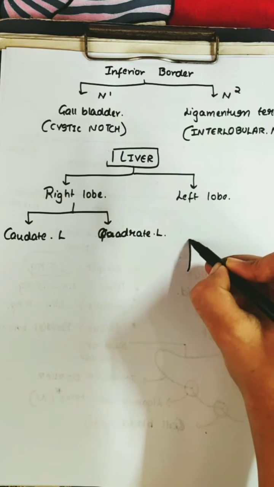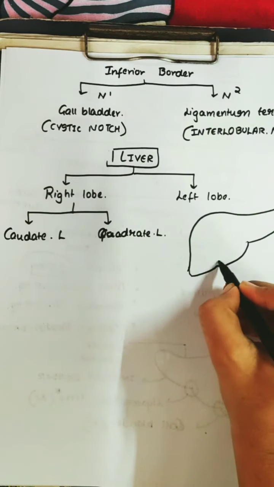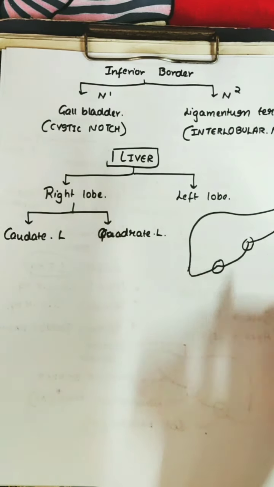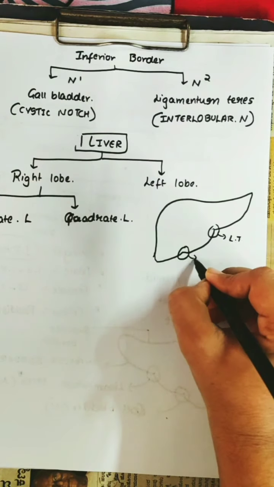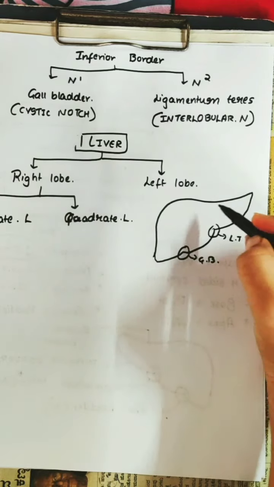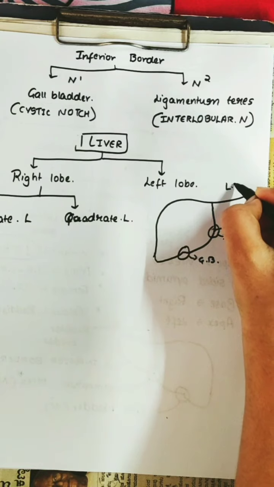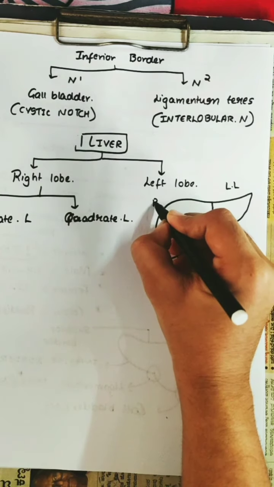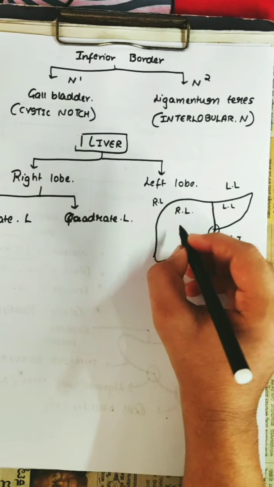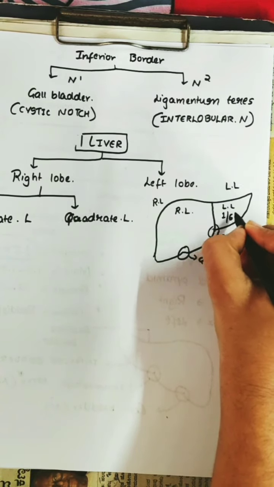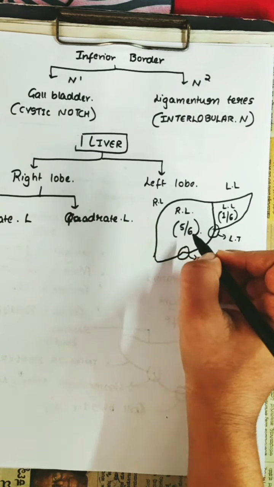Now we look at the diagrammatic representation of the liver. If this is the liver, there are 2 notches, superior border as well as inferior border. The 2 notches are the ligamentum teres and the notch for the gallbladder. The liver is divided like this. So this is the left lobe and this is the right lobe. The left lobe is 1/6 of the liver and the right lobe is 5/6 of the liver.